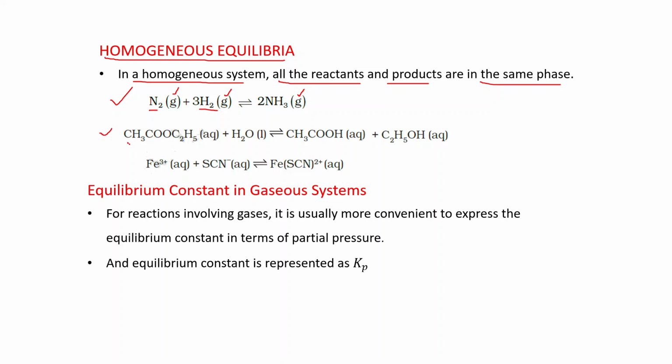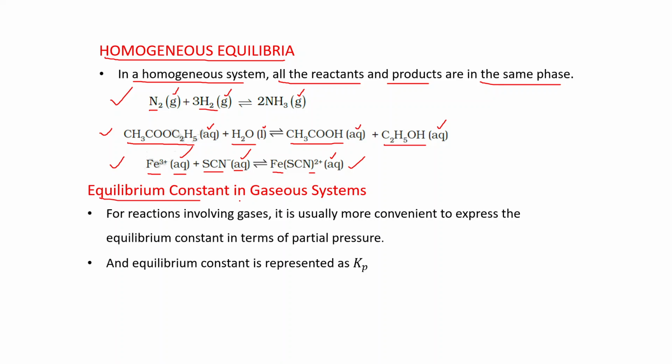Another example is the hydrolysis of an ester, CH3COOC2H5, and we are taking its aqueous solution, meaning solution in water. When this is hydrolyzed by water, which is also in the liquid state, it forms CH3COOH aqueous and C2H5OH aqueous. One more example: Fe3+ aqueous plus SCN minus, the thiocyanate ion, aqueous, forms FeSCN2+ aqueous. Reactants and products are all in the aqueous form. That's why this is an example of homogeneous equilibrium.